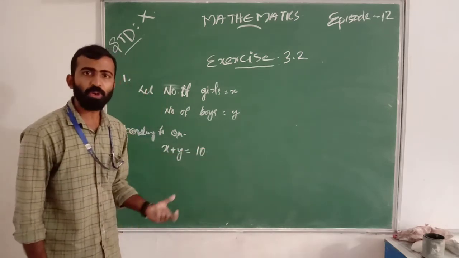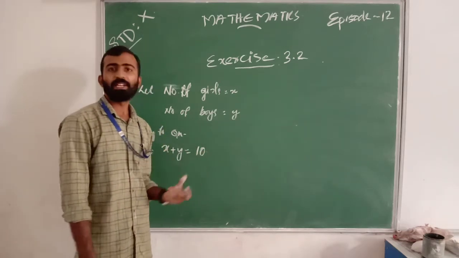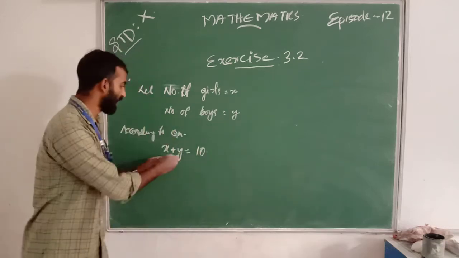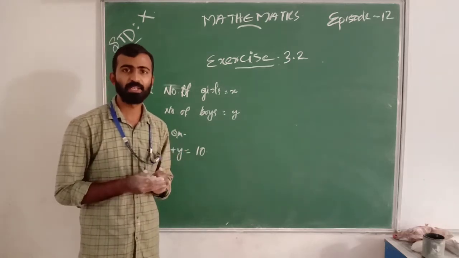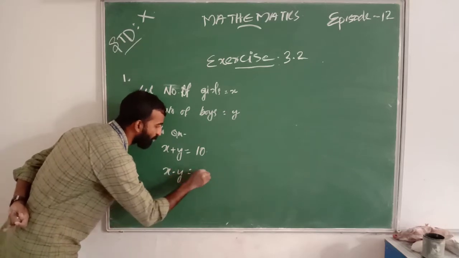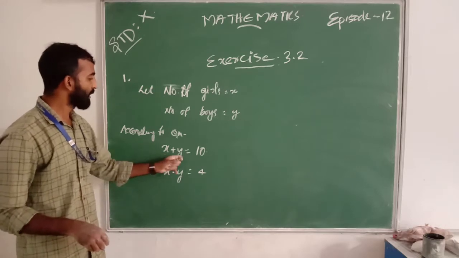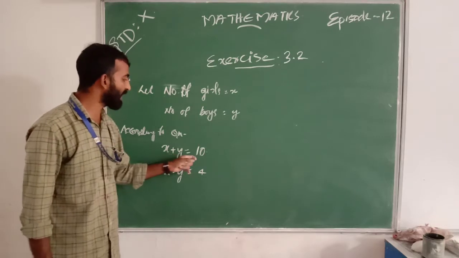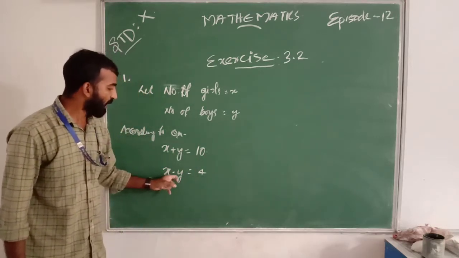According to the question, it is already said that 10 students are attending the quiz. That is, the total number of girls and boys is 10. Is it? Yes. And x minus y equals 4. Why do I write this according to the question? Here x plus y equals 10 and x minus y equals 4.